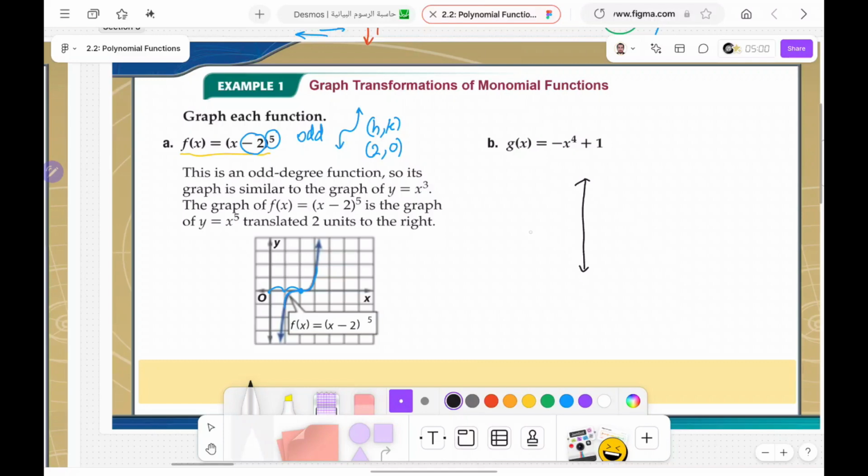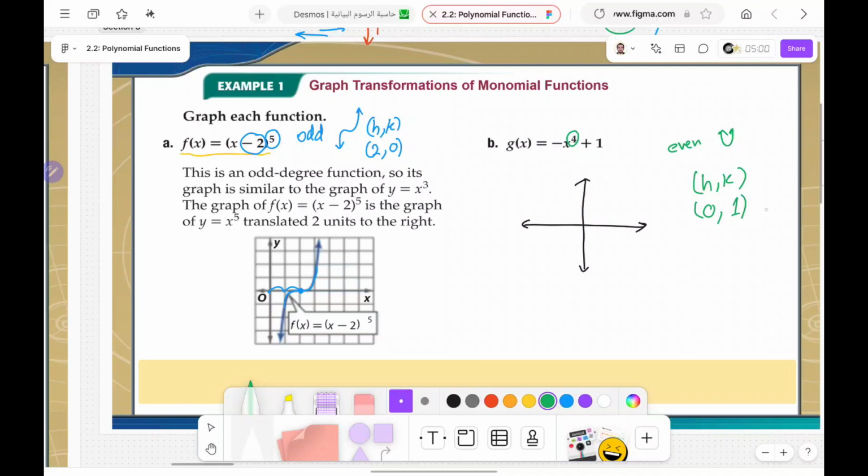As you can see, to graph this function, we look at the power. The power is even, and because it's even, it's like a parabola. Now what are h and k here? I don't have h, because the positive 1 is outside the power, so 1 is k.